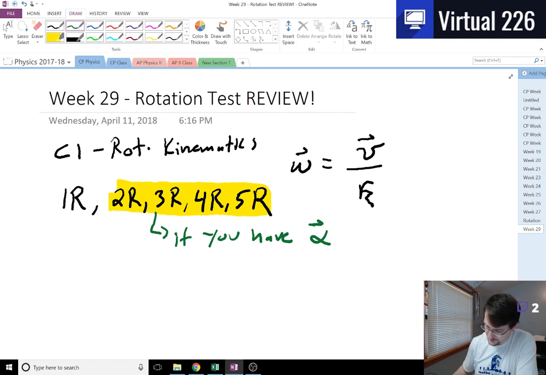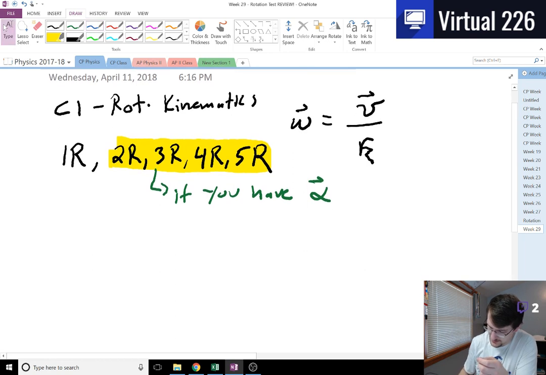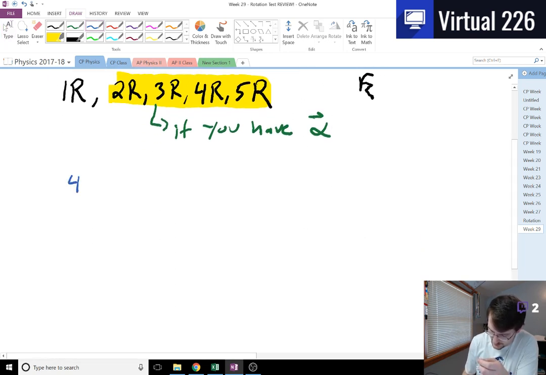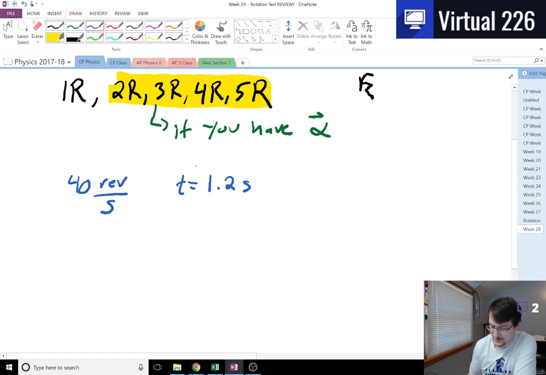So let's take a look at a made-up C1 problem and what we can look at for this motion. Let's pretend a ground ball is hit. So a baseball is hit along the ground, and let's say the baseball is making 40 revolutions per second. And it rolls like this, a hard-hit ground ball. It rolls for 1.2 seconds.